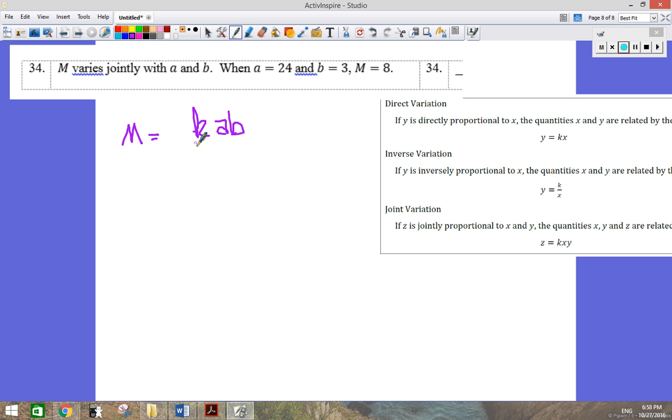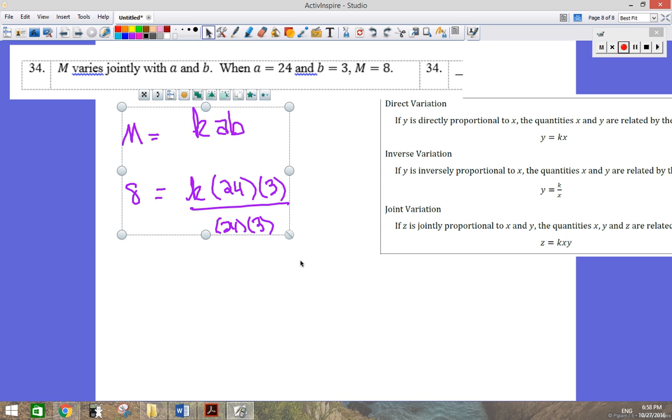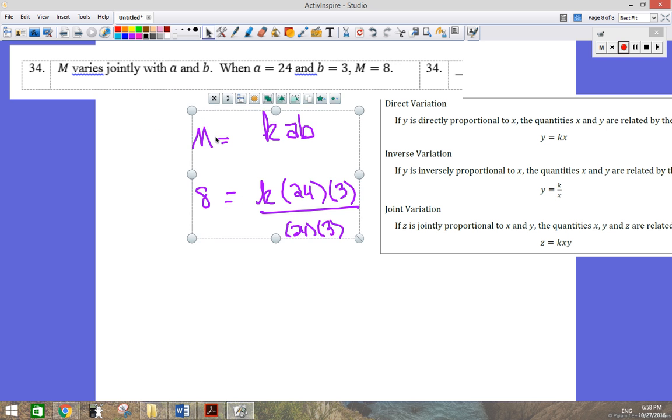Now they provide me with enough information to determine my constant k. They're telling me, let's substitute it in, that a is 24, and that b is 3, and the m is 8. So that's enough information for us to figure out what k is. So let's divide both sides by 24 times 3, which is probably 72. We'll check that in a minute because it's getting late and I'm not very good at mental arithmetic.